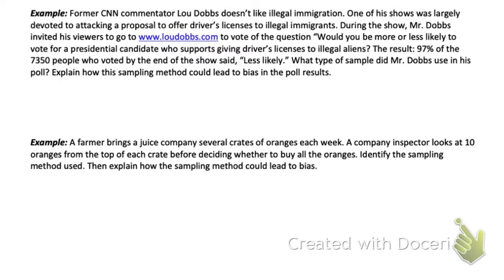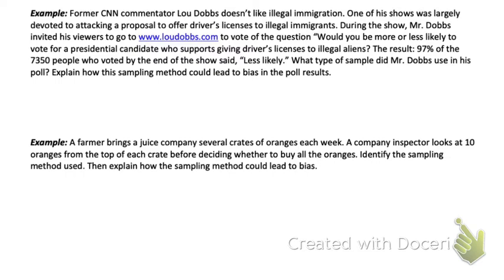97% of the 7,350 people who voted by the end of the show said that they would be less likely to vote for that presidential candidate. What type of survey did Mr. Dobbs use in his poll? It was voluntary. This is voluntary response.